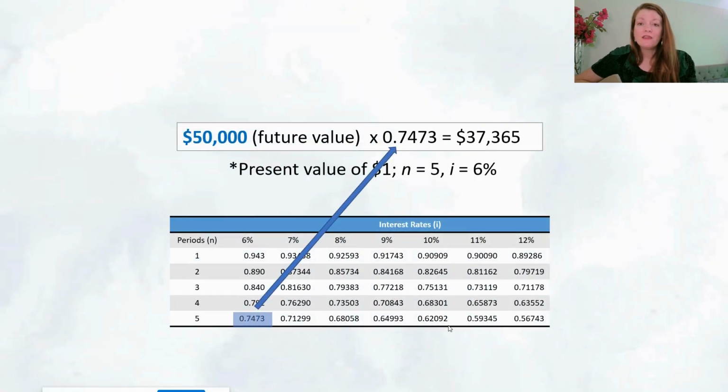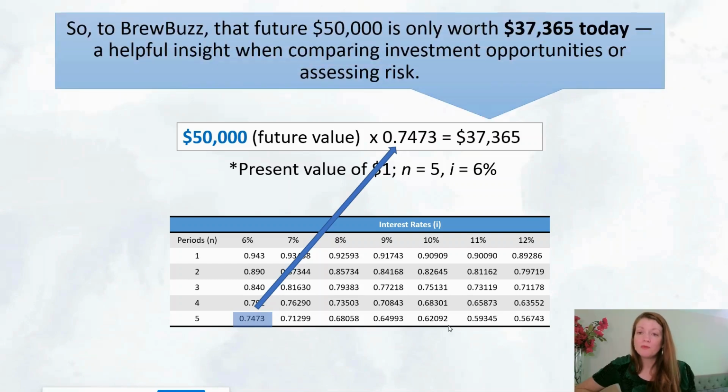So we take our $50,000 and we find that the factor, when we go to 6% and 5 years, is 0.7473. We were told that we had 5 years till we get it. We were told that it was going to earn 6%. So when we take our 50,000 we get in 5 years, multiply it times that factor that we get from the present value table, we get 37,365. So Brew Buzz knows that future $50,000 is only worth 37,365 today. That is a helpful insight when comparing investment opportunities or assessing risk.